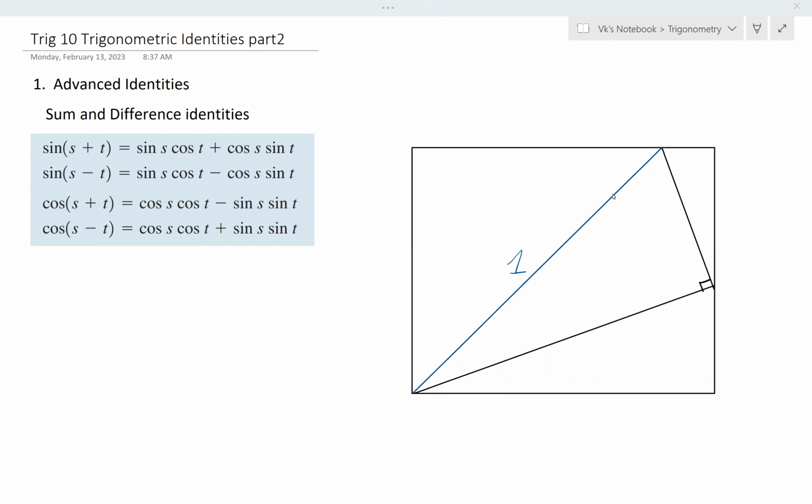We only need to prove the sum identities because the difference is the sum. You just have to take s plus minus t and then use the sum formula. So to prove the sum identities, the first thing is to make sure that we are able to get a right triangle inside a square so that the hypotenuse of the right triangle is exactly 1.